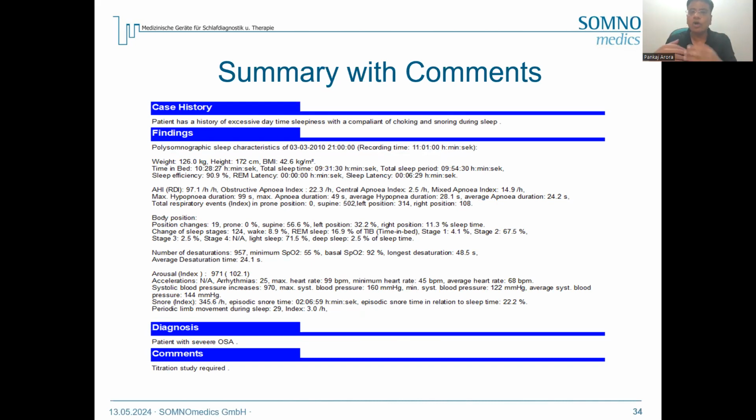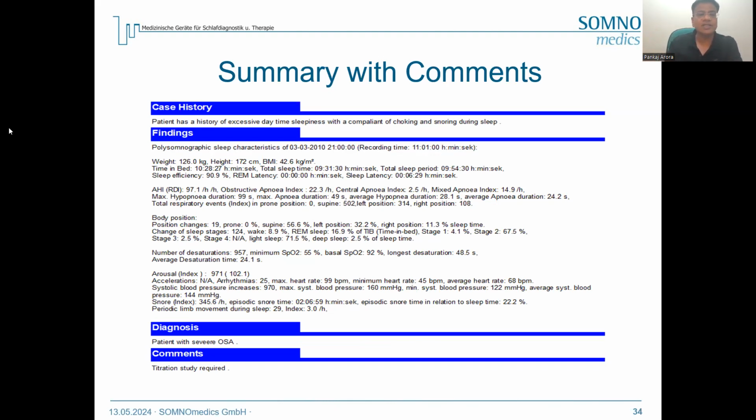Now, once you have done this scoring and you are giving the report, obviously you need to tell the patient this. You need to give the summary of what you have done. This will give you case history, findings, diagnosis, and you also put in comments. Once you have done the scoring, you do not need to type all these things. It will automatically calculate and give what has happened, whatever you have already done manually.